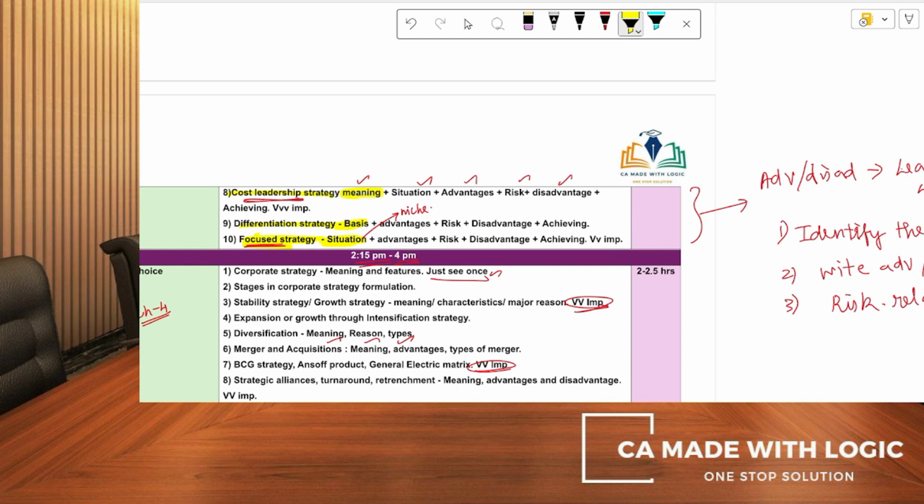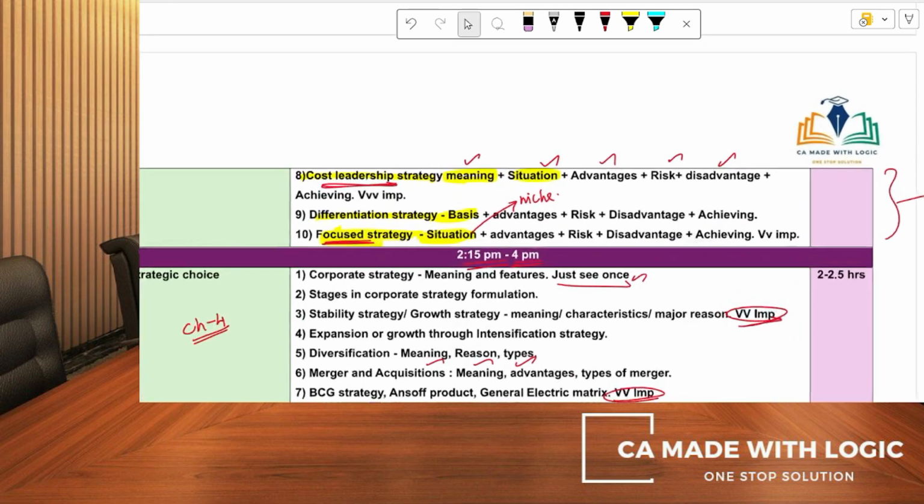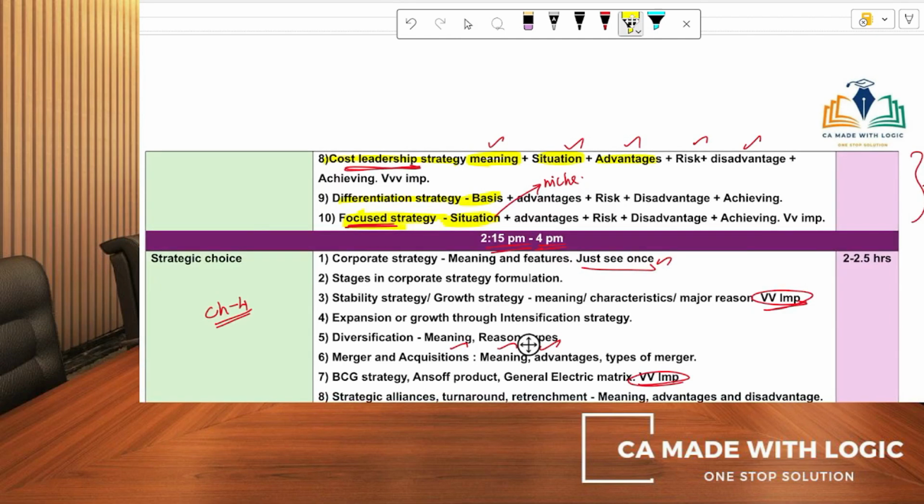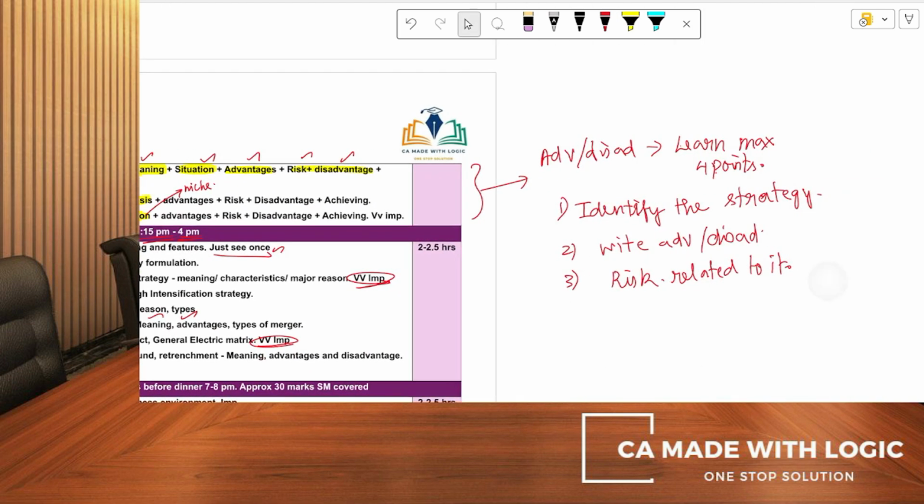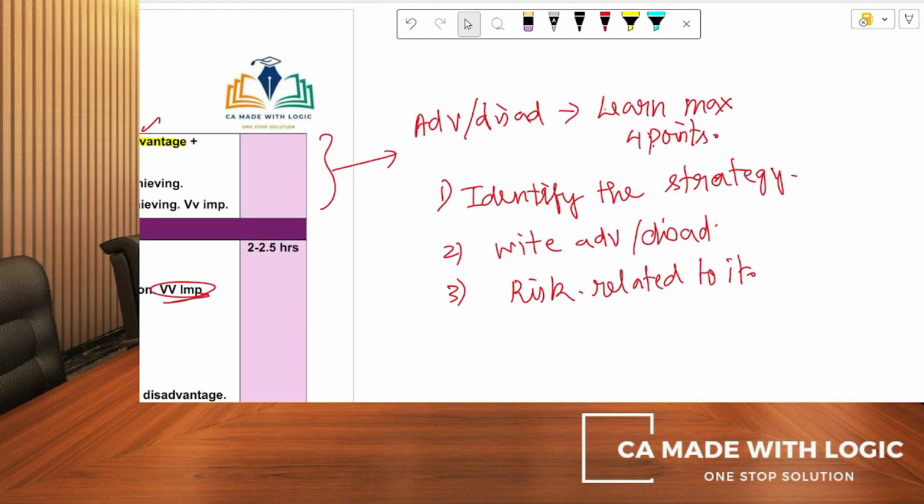Okay, four things, I would say. One is the meaning. What is meant by cost leadership strategy? Then, under what situation can you see this cost leadership strategy? Okay, and then you need to learn the advantages and risks, the disadvantages, for all the three strategies.